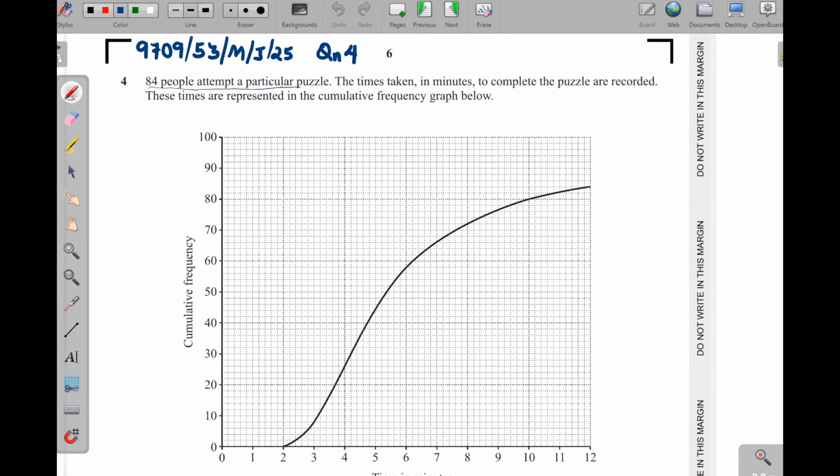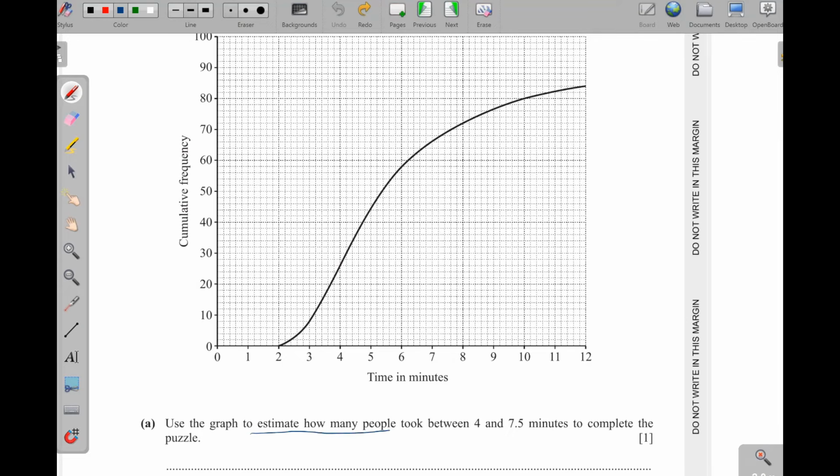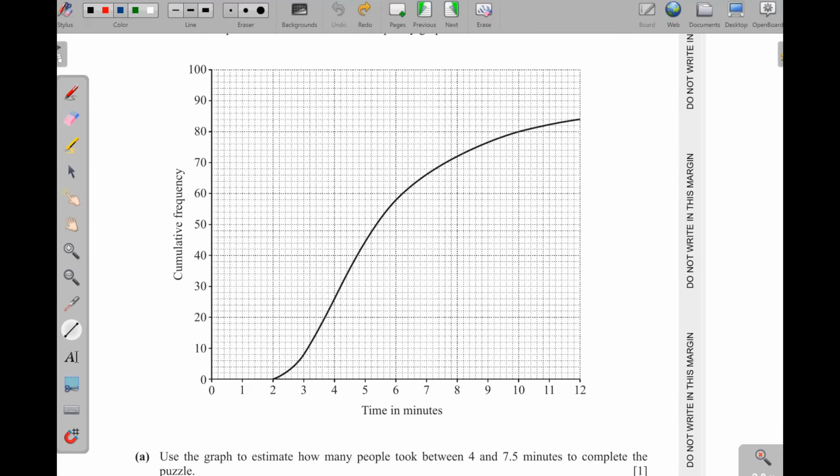84 people attempt a particular puzzle. The times taken in minutes to complete the puzzle are recorded. These times are represented in the cumulative frequency graph below. Okay, and then they are asking us to use the graph to estimate how many people took between 4 and 7.5 minutes to complete the puzzle. Between 4 and 7.5. Now, where is 4? So you go and look for the 4. It is here, and then you see where it meets the curve here. Then you read off the value this side.